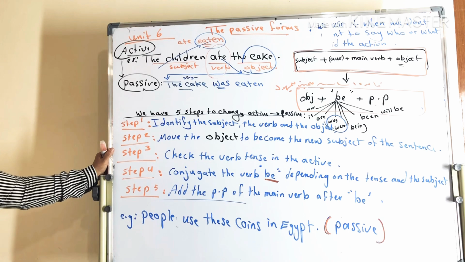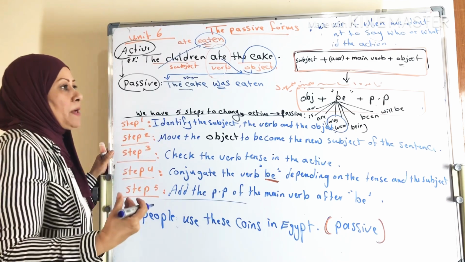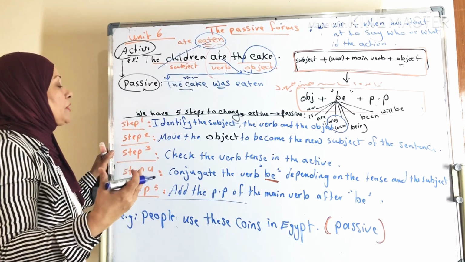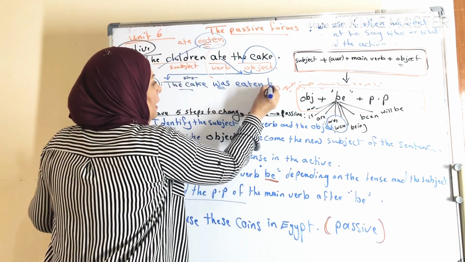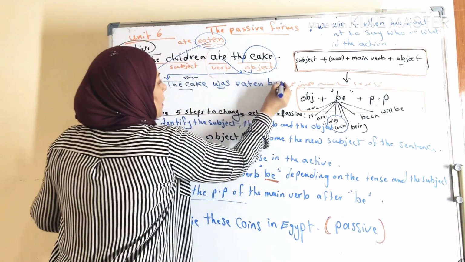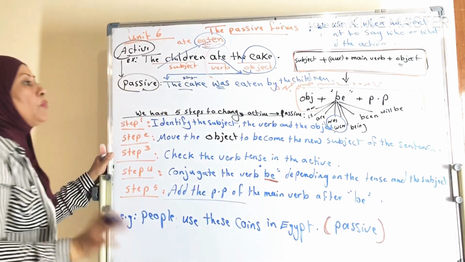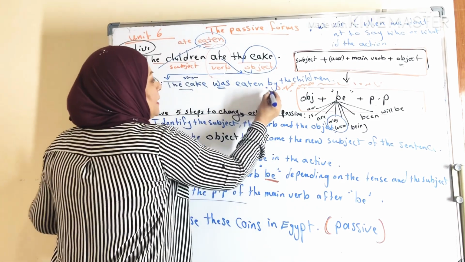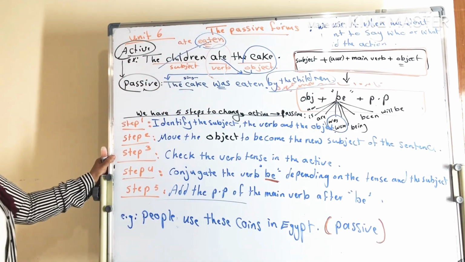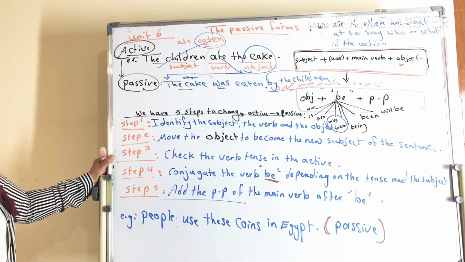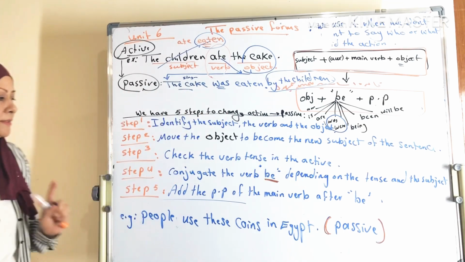If I want to mention the subject, because somebody asked me about it or whatever, I could mention the subject by putting by and the doer of the action: by the children. If somebody insists on being told about the subject or doer of the action, I could say by the children.